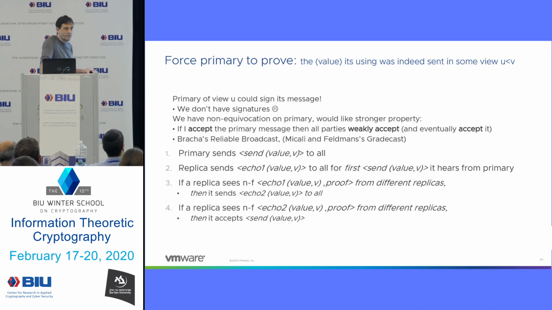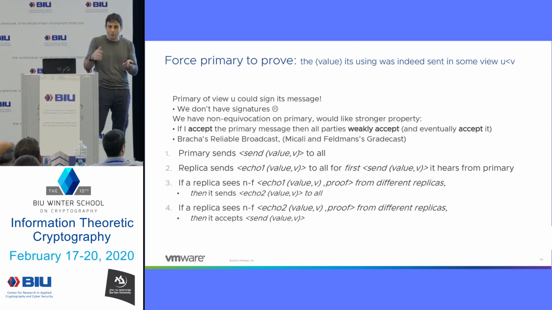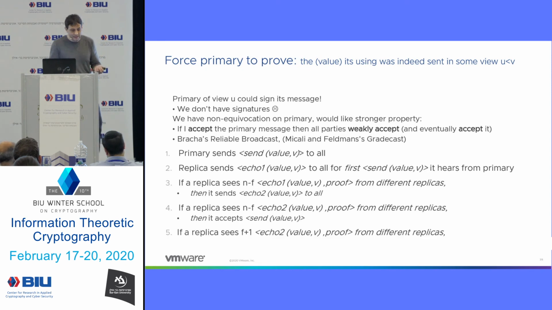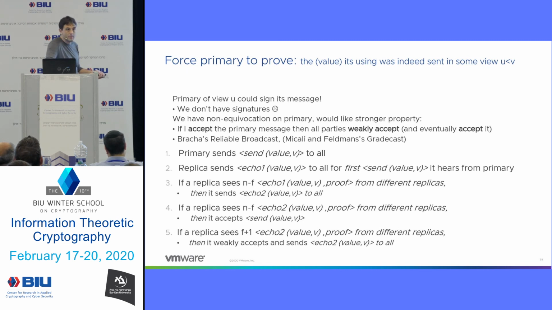I accept this message. So until now, I really did something boring because I've just shown you the same thing twice. So there's one more twist here. What happens if I see a weaker threshold of echo 2s? If I see f+1 echo 2s, I still will weakly accept it and I send echo 2 to everybody. Okay, so this is the one more thing that we are doing now.